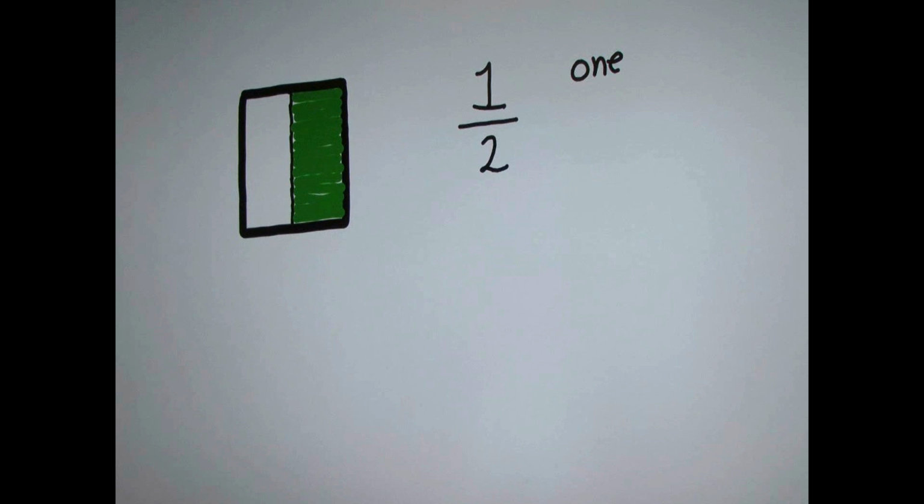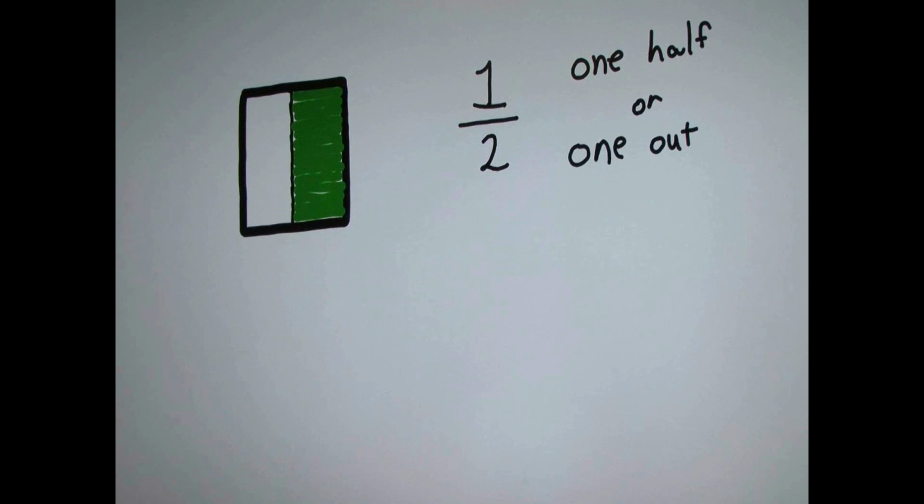Now let's split our box down the middle like this. And do a bit of coloring like this. The green represents what we have, and the white, or empty part, is what we don't have. We now have 1/2, or 1 out of 2. The entire box is now cut into 2 pieces the same size.